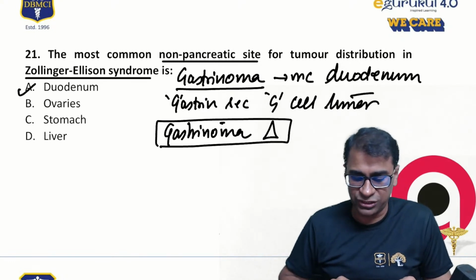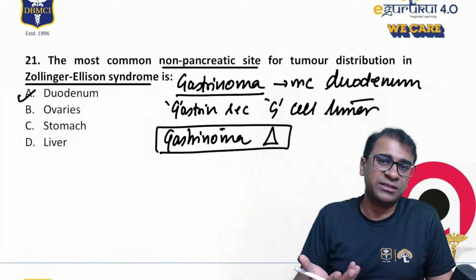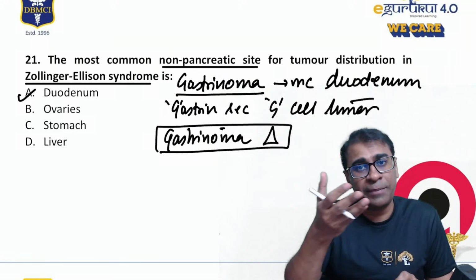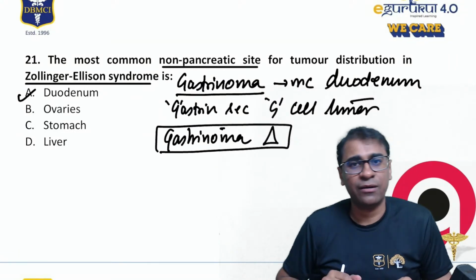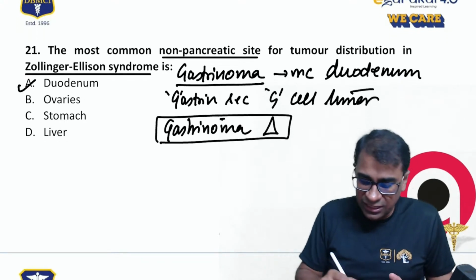That's the most common location of gastrinomas. That's also called Zollinger-Ellison syndrome. Often they present with a non-beta cell tumor of the pancreas. Basically the tumor is secreting gastrin, so there's an increase in gastrin.